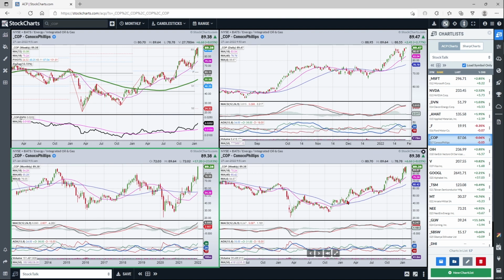I think this is probably headed for 100. In the near term, just based on the way this has gotten to 90. A lot of times when you get to 90, you make it to 100, just a big round number.